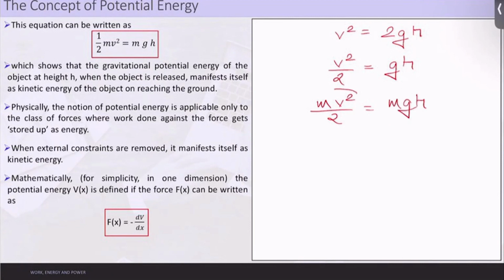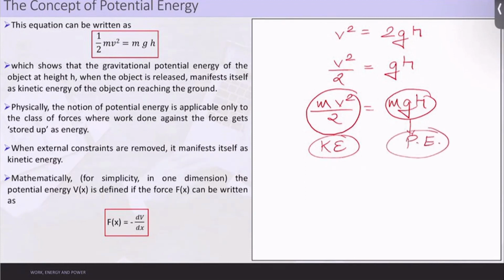Okay, so if you look at this line carefully, it is nothing but the formula for kinetic energy. And if you look at this one very carefully, this is nothing but your potential energy. So what is the final conclusion here? This equation can be written as half mv square equal to mgh. What does it show? It shows that this is the gravitational potential energy of the object at height h when the object is released.